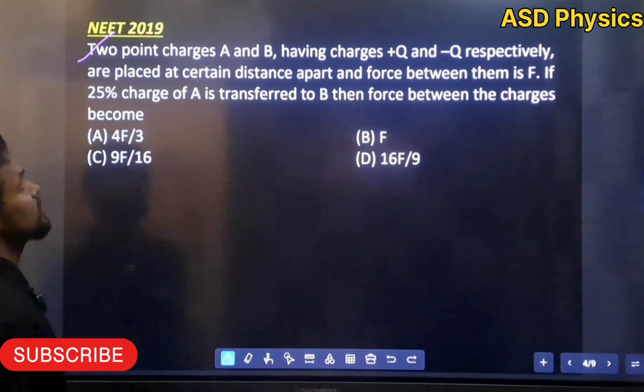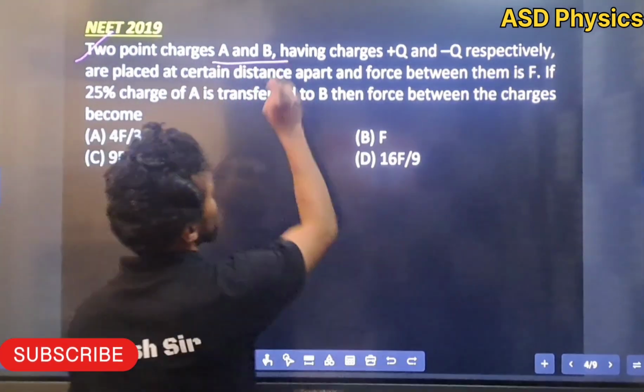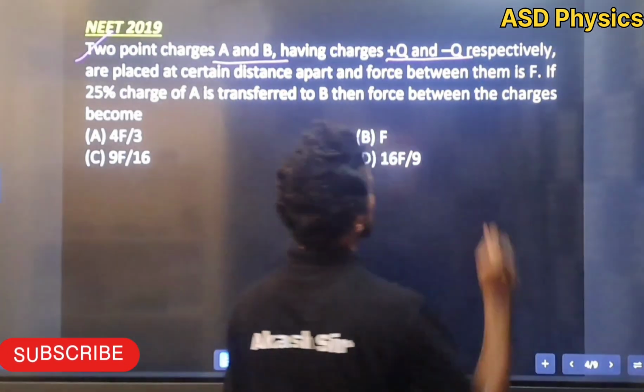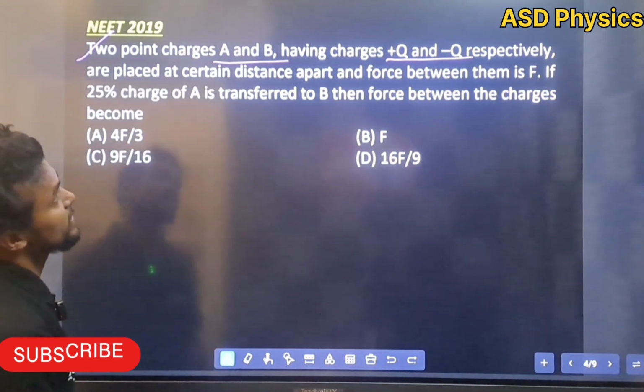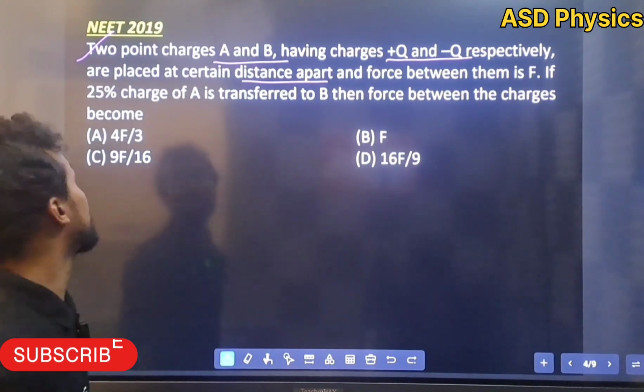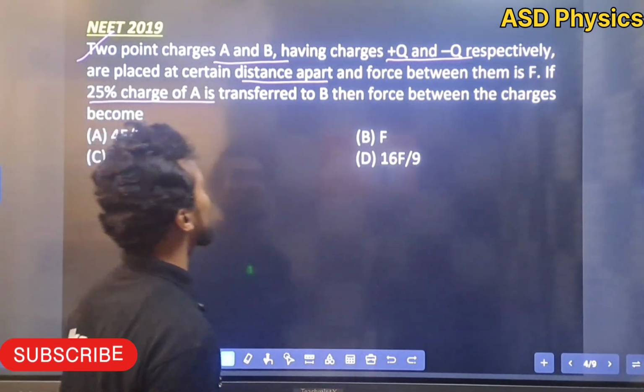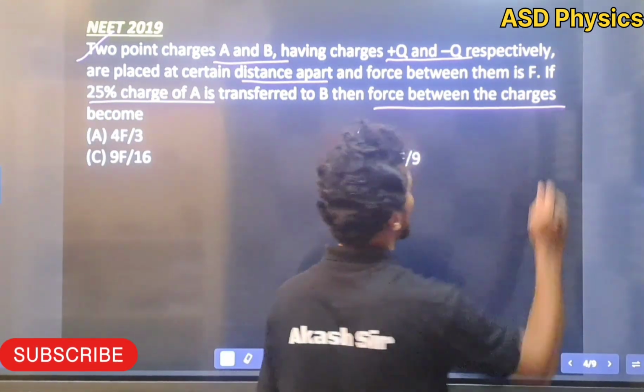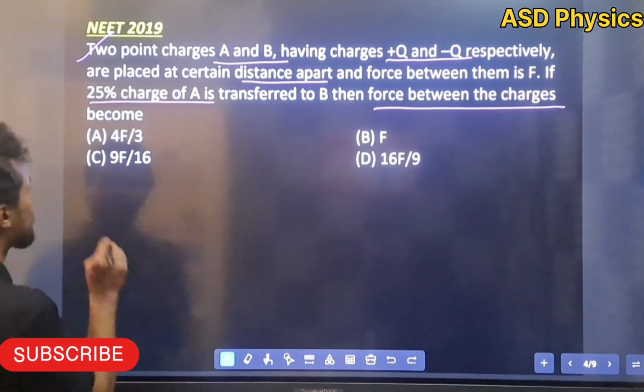Now students, next question here please. Two point charges A and B having charges plus Q and minus Q respectively are separated by a certain distance. The force between them is F. If 25% of charge A is transferred to B, then what will the force between the charges be? So students, let's take it here.